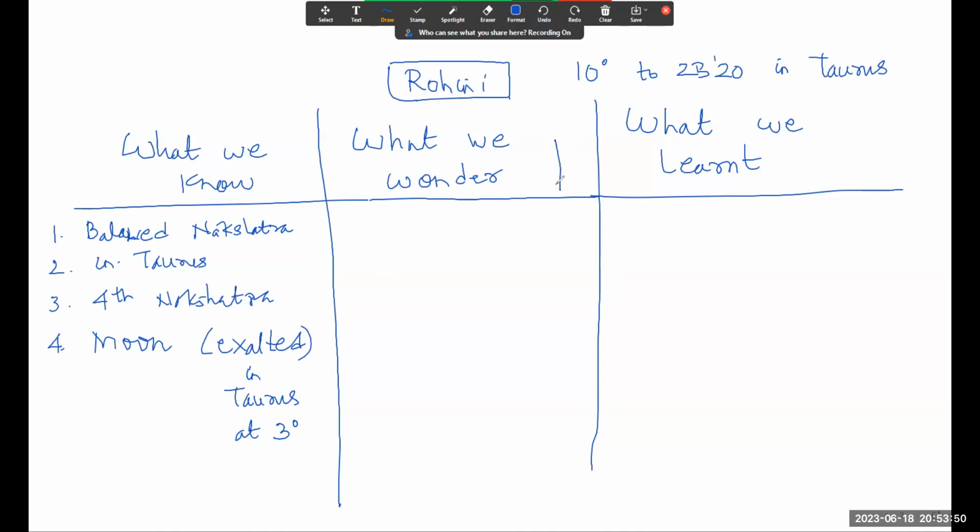Anything you wonder? What is the main question in your mind now? What do you expect? Krishna was born in this nakshatra, right? Yeah, that's correct. That will again come here. Krishna born in this. Okay.